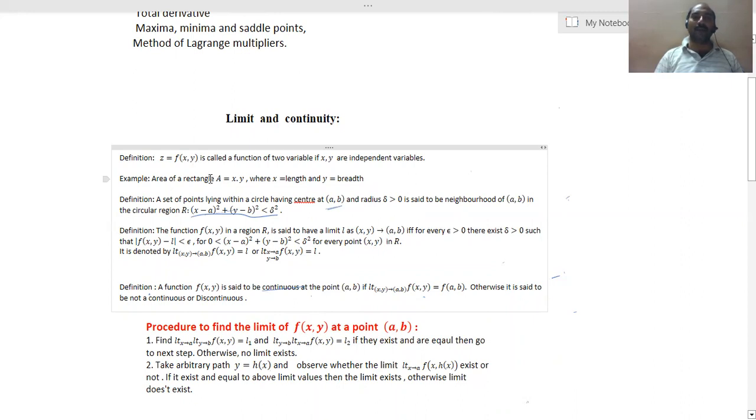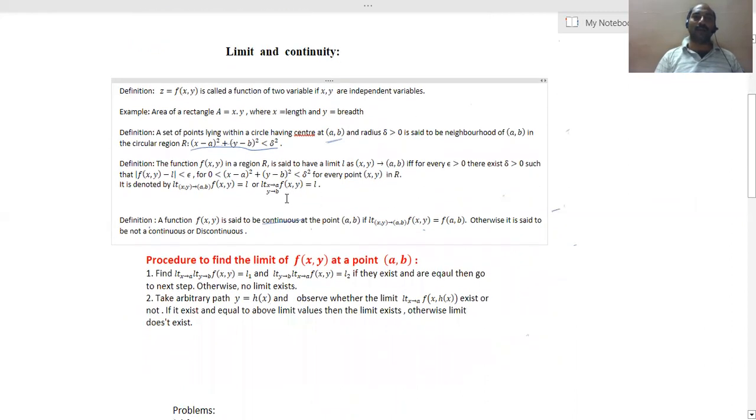The best example is the area of a rectangle. Area of the rectangle equals length into breadth. Length is one variable, breadth is another variable. These two are independent, they do not depend on one another.